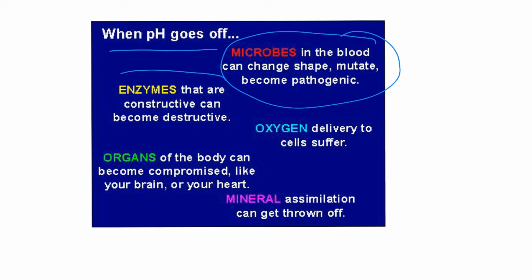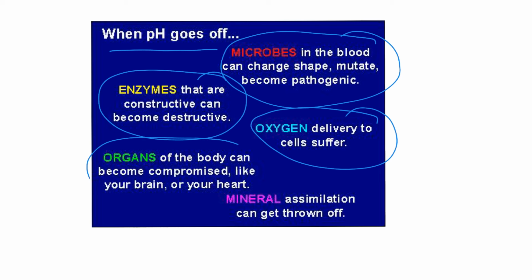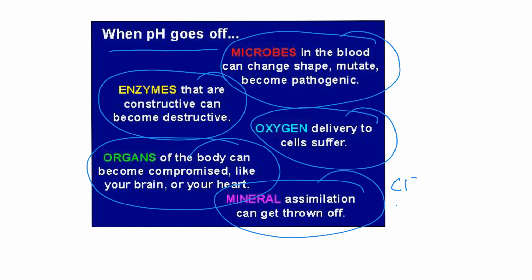They could become more pathogenic. Enzymes become denatured. They don't work. Oxygen delivery to cells can suffer, and that's because the hemoglobin that carries the oxygen is affected by pH. And the organs of your body can become compromised. And mineral assimilation can get thrown off. So we have lots of minerals in our blood that are very important. Chloride, iron concentrations, these can get thrown off by big changes in pH.